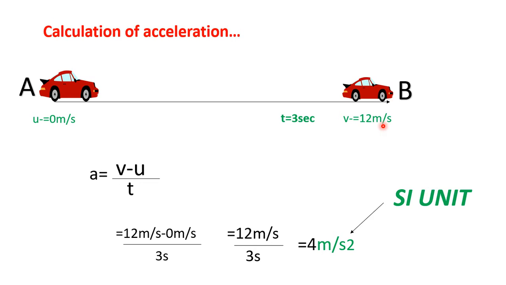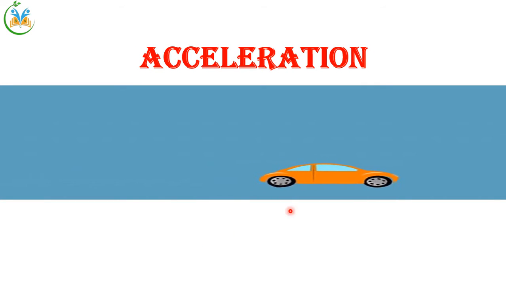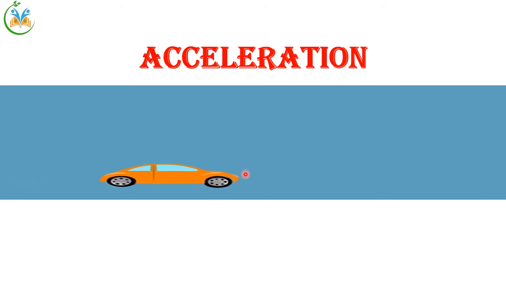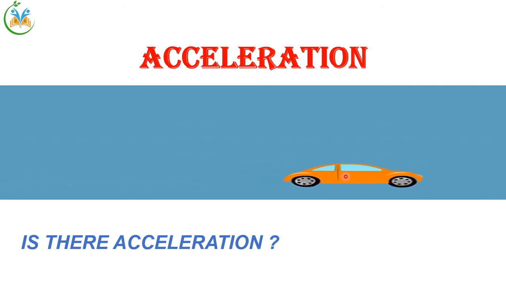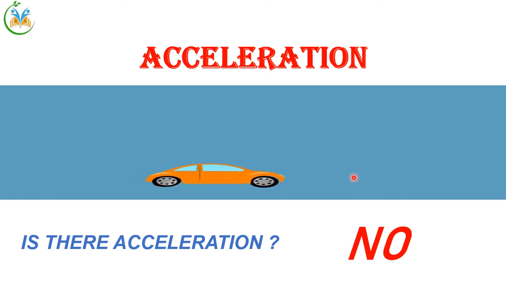So this is all about acceleration. Now I will ask you some examples of acceleration. You just tell me whether acceleration is happening or not. See the first example: a car moving in a straight line with the same speed. Is there acceleration? The answer is no, because there is no change of velocity. The speed is constant, so velocity is constant.